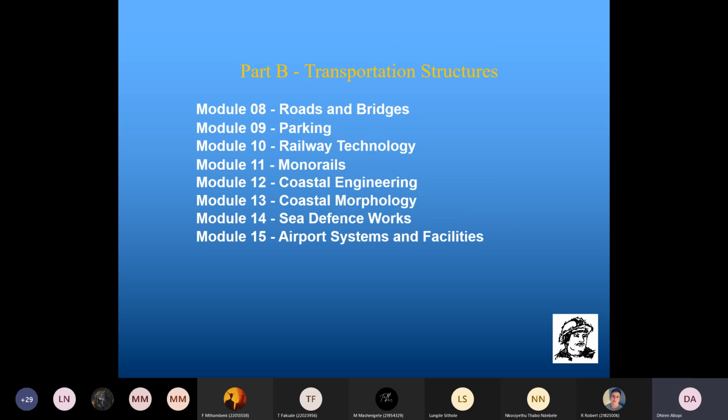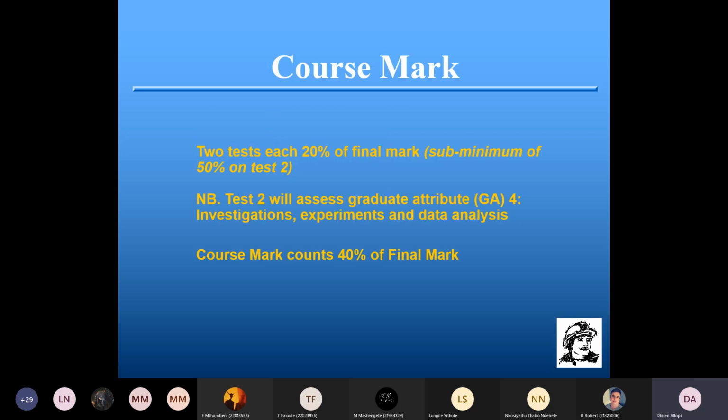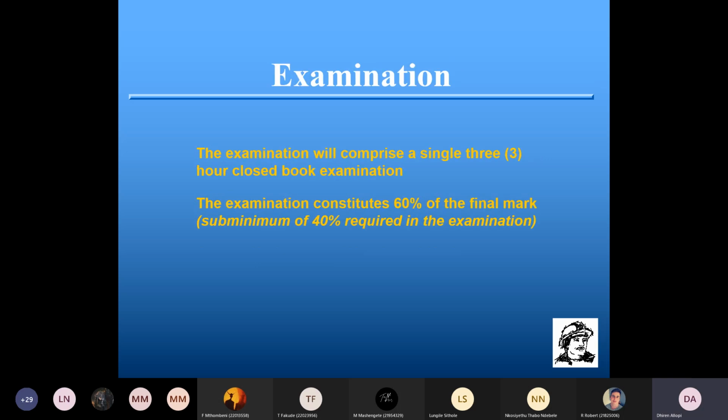So yeah, like I said, you can see from there that the B and C part that deals with structures and public transport is information that will be covered in your honors program. So just to recap, we went through the slide previously. Your course mark is made up of 2 tests. Test 2, don't forget, assesses your graduate attribute, GA4, and a sub minimum of 50% applies for test 2. The course mark makes up 40% of your final mark, and the examination makes up 60% of your final mark.